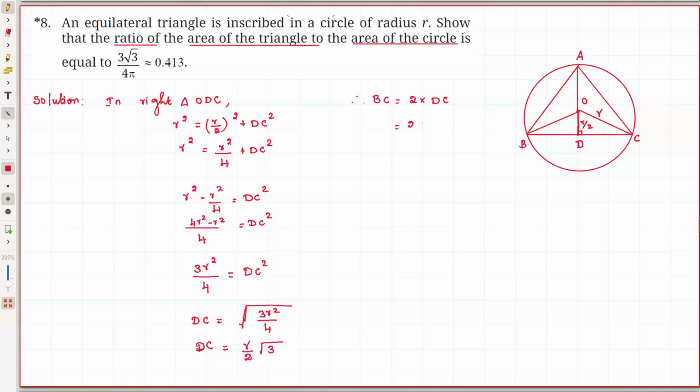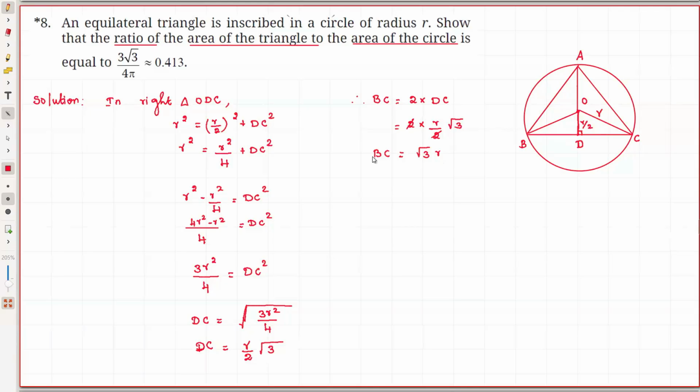Okay, DC means R by 2, and the root 3 cancels. We are getting root 3 R, so BC is equal to root 3 R. So actually this is the area of one triangle. Therefore the area of one triangle is root 3 R.